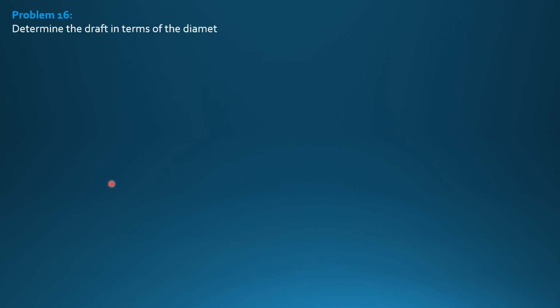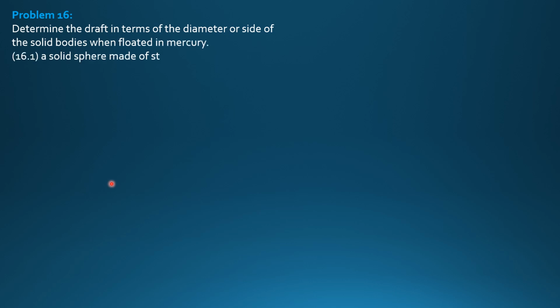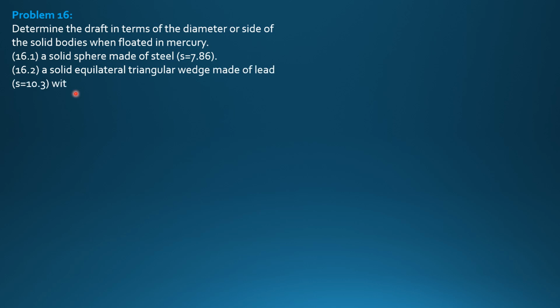Determine the draft in terms of the diameter or side of the solid bodies when floated in mercury. First, a solid sphere made of steel of specific gravity 7.86. Second, a solid equilateral triangular wedge made of lead, specific gravity 10.3, with side x and length L greater than x, with letter A, apex down, and letter B, apex up.